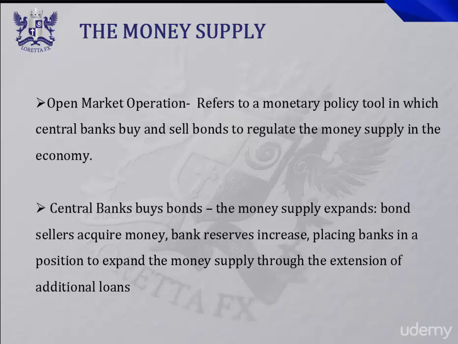Okay, so a central bank can manipulate the money supply by decreasing or increasing the reserve requirements, by increasing or decreasing interest rates, and through open market operations.